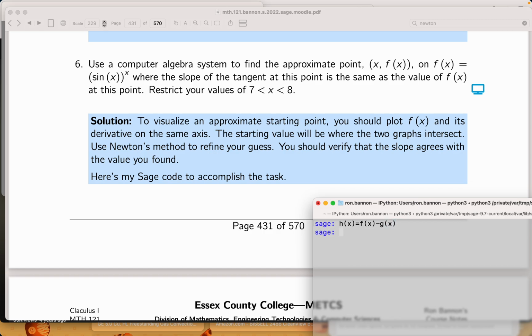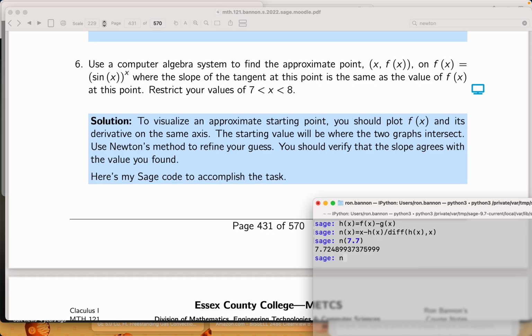Again, they're going to intersect, they're going to agree with each other, so that's going to be 0. And I'm going to use Newton's method to refine this. I'm going to define another function called n of x for Newton, and that's going to be equal to x minus h of x divided by the derivative, diff of h of x with respect to x. All right, let's see what happens. I'm going to take n of my first guess, around 7.7. Let's hit return. Looks like it's not 7.7, looks like 7.72 now.